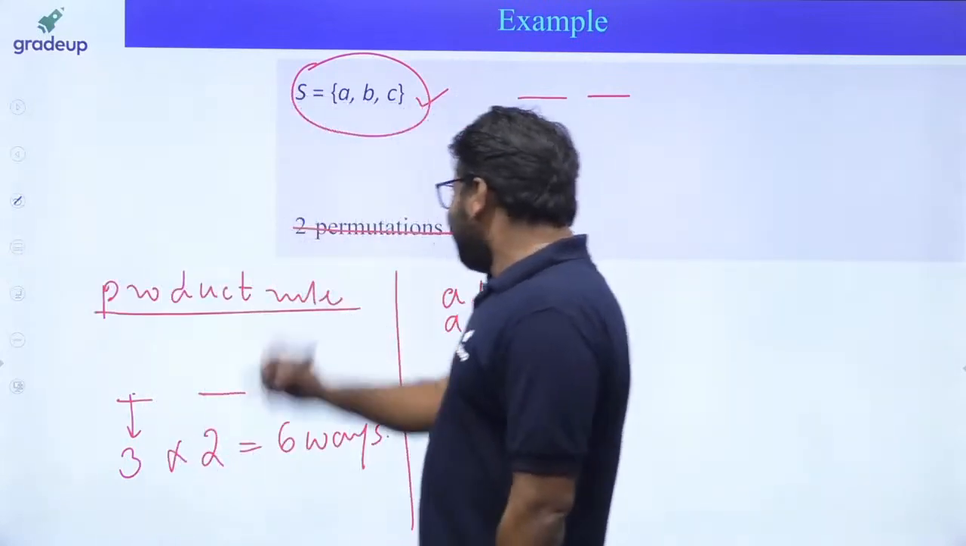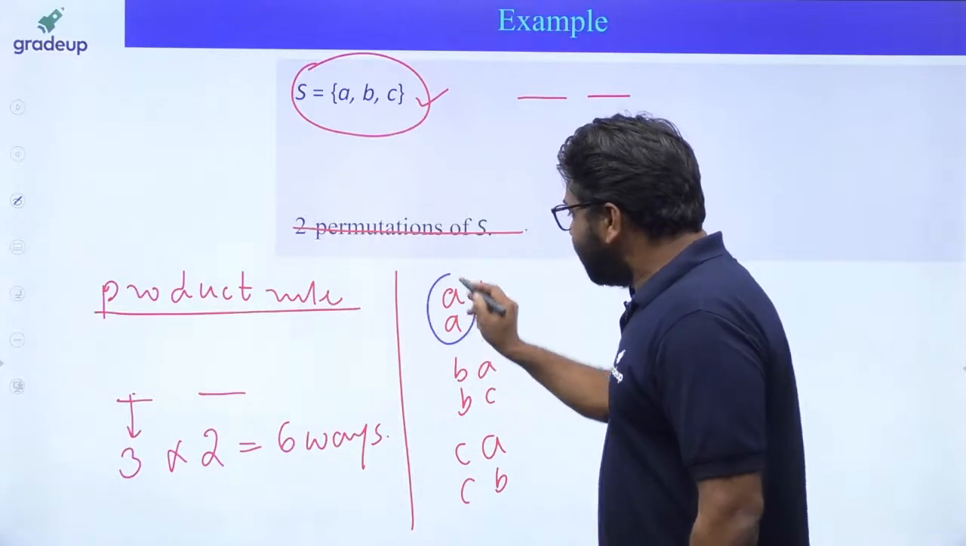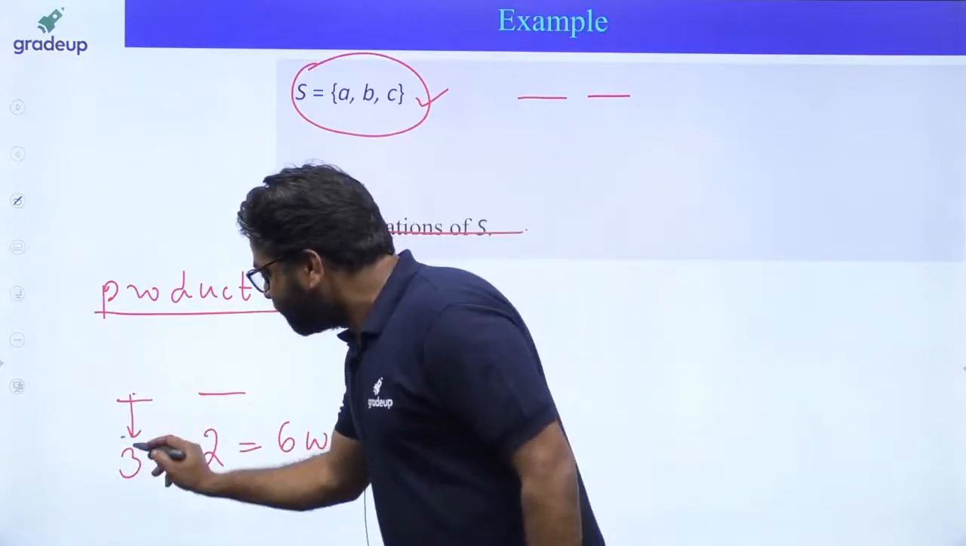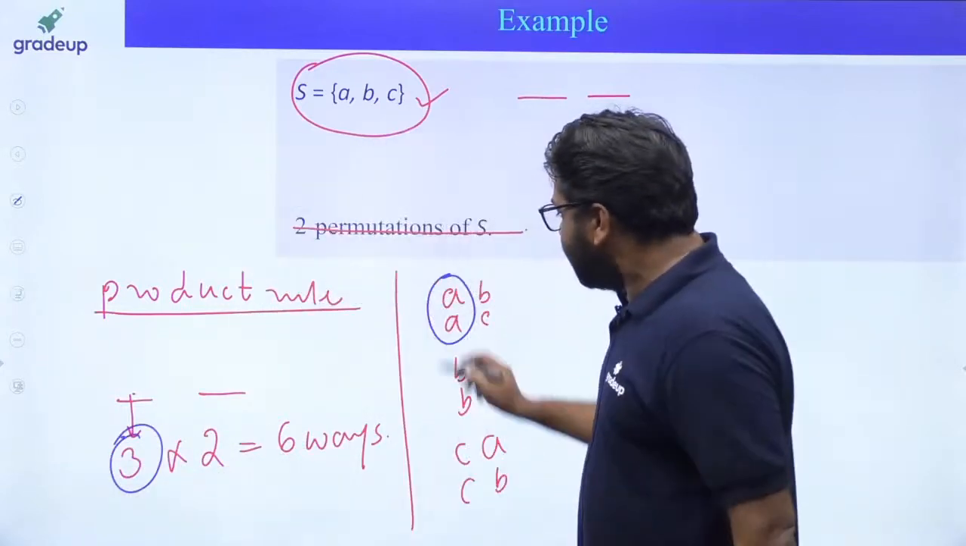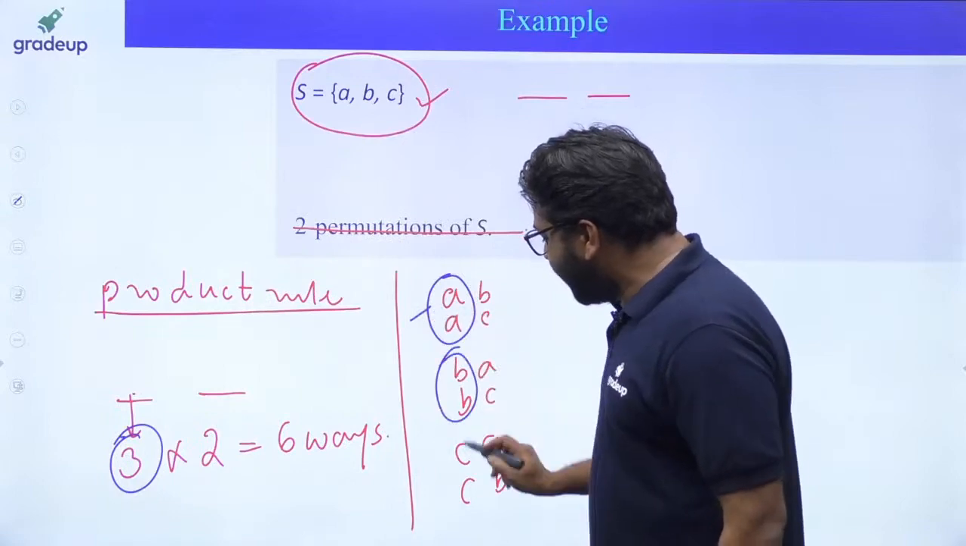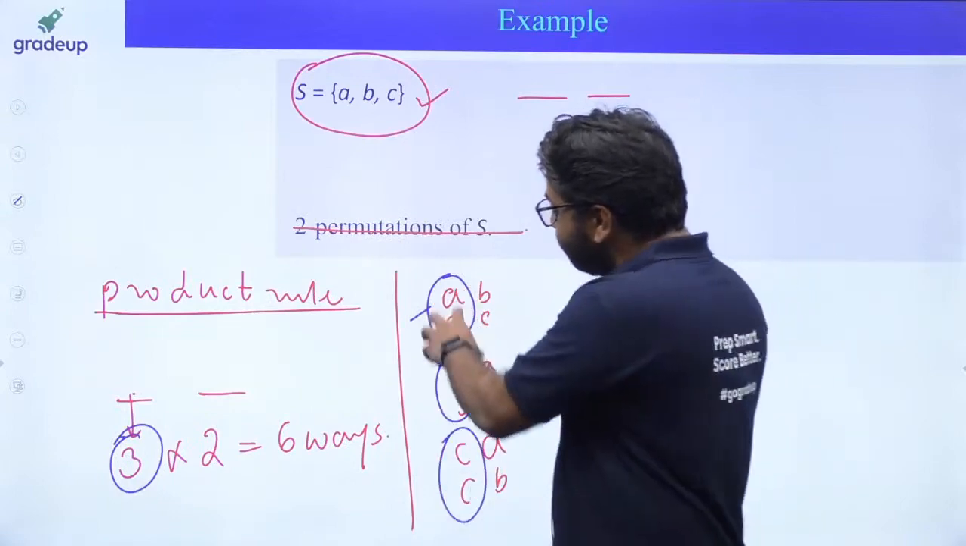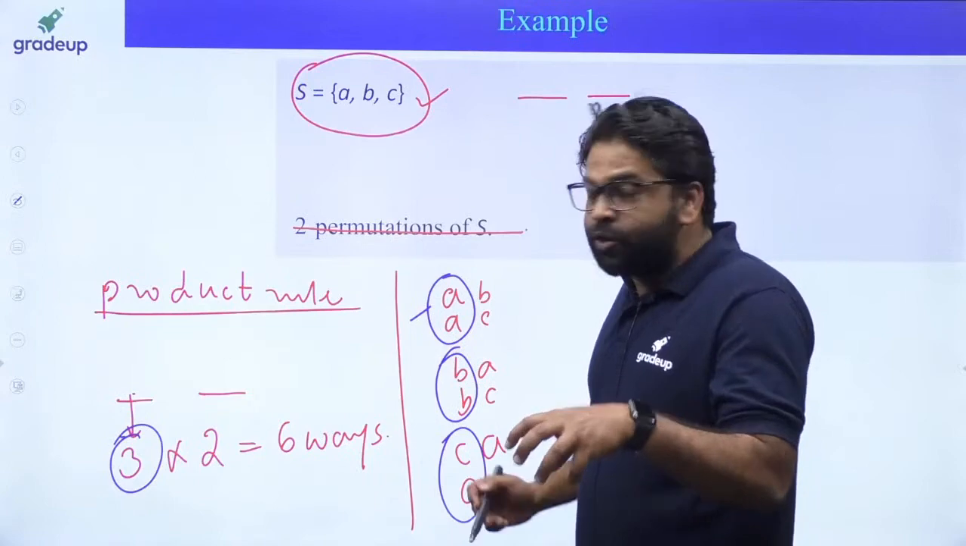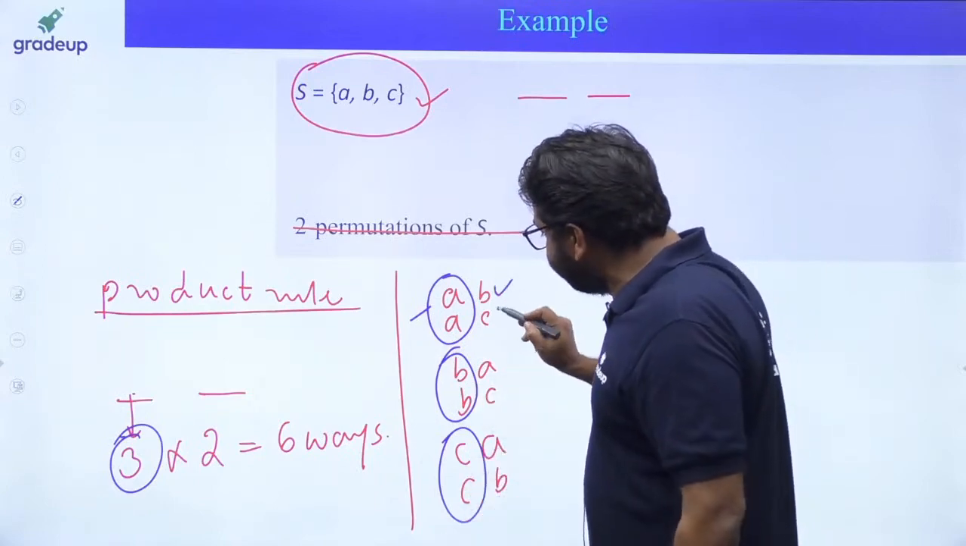Now there is one thing that you have to understand. Here you can see that at the first place you can write something in 3 different ways. This is the 1st way, this is the 2nd way, this is the 3rd way. Now if you fix A, then how many ways can you write something else? This is 2 different ways.